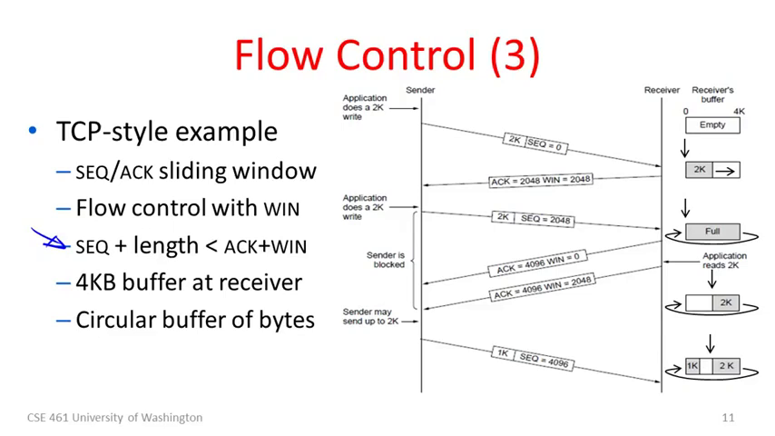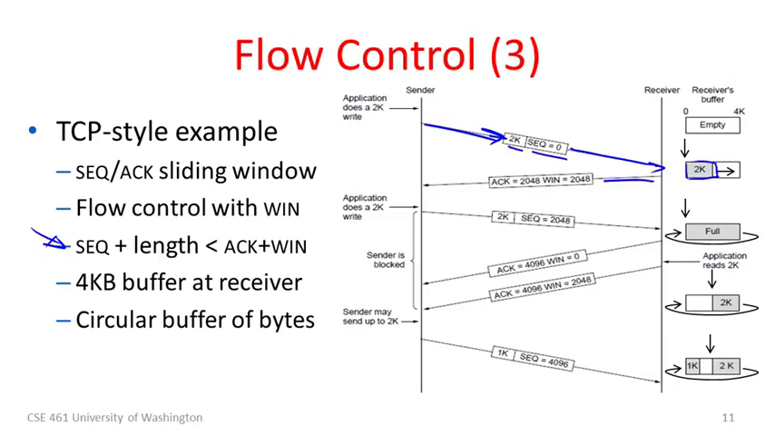The receiver here also has a 4 kilobyte buffer, and it's a circular buffer, so the network fills it up round and round and round, and the application reads from the tail end of the buffer going round. So let's see how it works. In the beginning, we have the app sending 2 kilobytes here from a sequence number of 0. So that goes into the buffer.